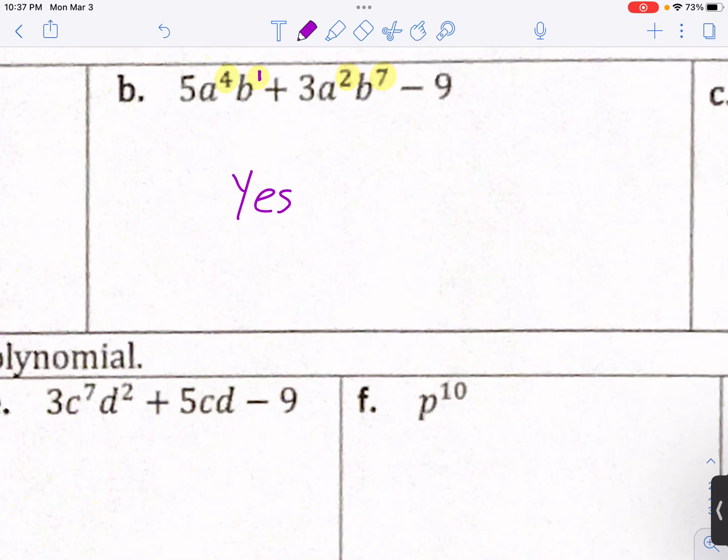And again, to figure out what the degree is, when there are multiple variables, what you're going to do is add them. So this is 4 plus 1. This is going to be degree 5. This one, we do 2 plus 7. This is going to be 9. So this is going to be a degree of 9. So again, when there are multiple variables, what you need to do is add them.